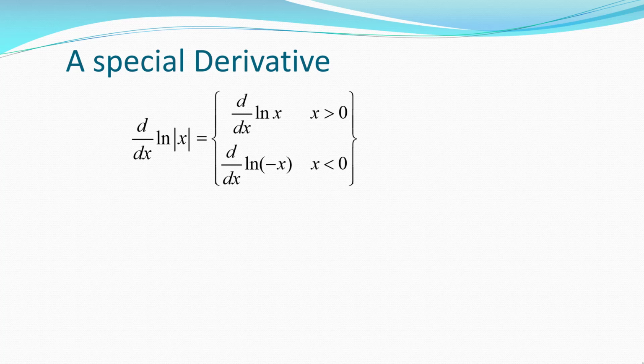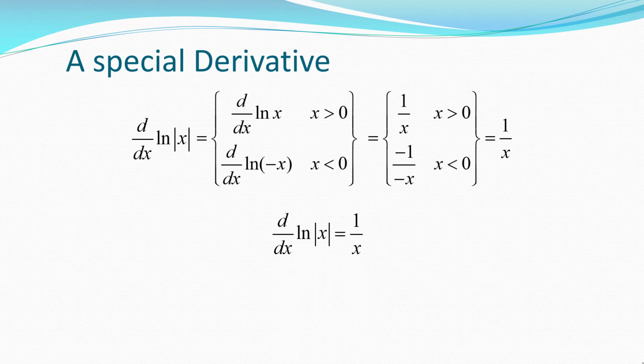Well, the derivative of the natural log of x, you would put the x in the denominator and take its derivative, 1, and put it in the numerator. But the derivative of the natural log of negative x, you would put negative x in the denominator and take its derivative, negative 1, and put it in the numerator. But notice that it doesn't matter. It doesn't matter if x is positive or negative. Either way, these two derivatives in the end simplify to the same thing. It's 1 over x. So that means then that the derivative of the natural log of the absolute value of x is 1 over x.